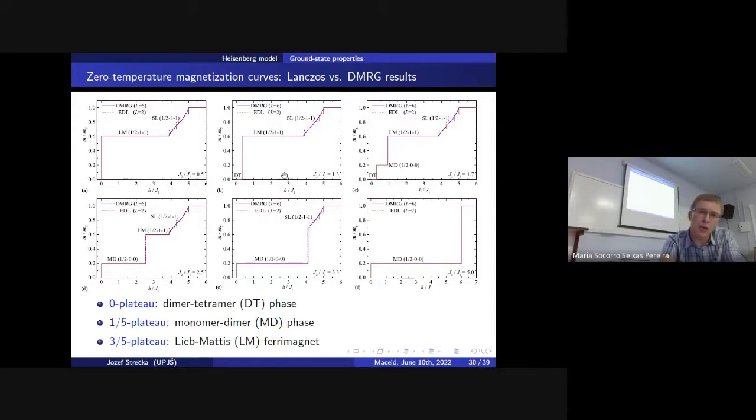If you increase the interaction ratio, one also finds a zero plateau. With a greater increase of the interaction ratio, there appears another 1/5 plateau, and over there all composite spins are zeros, they are singlets. This is nothing else than what we found in the Ising-Heisenberg model, the monomer-dimer state. With a further increase of the interaction ratio, the zero plateau diminishes, and once again with a further increase, the Lieb-Mattis ferrimagnet also diminishes, and finally at the highest value we have just the 1/5 plateau.